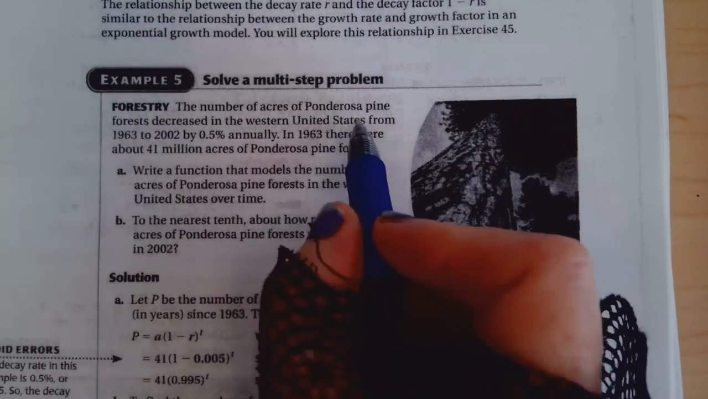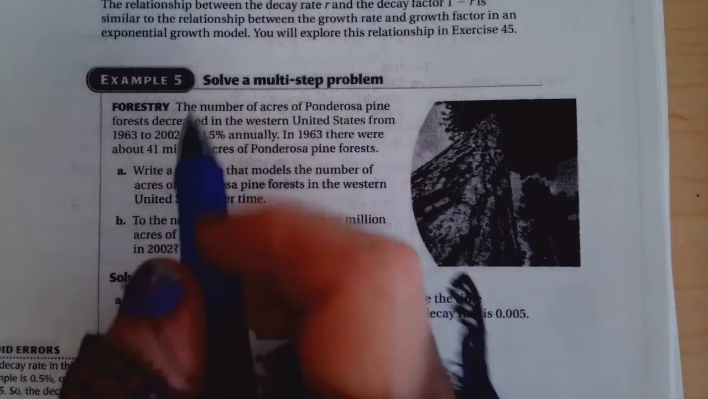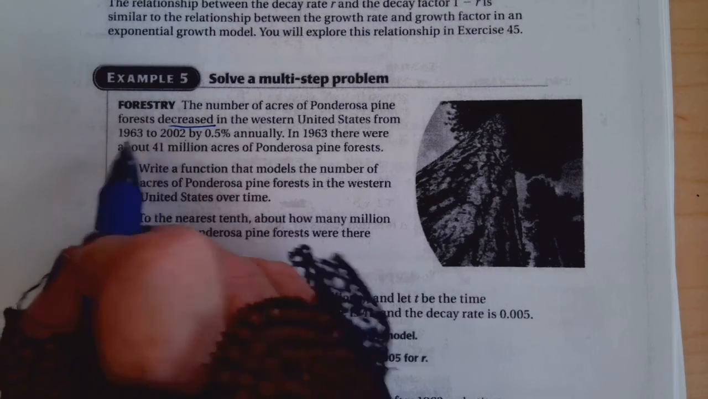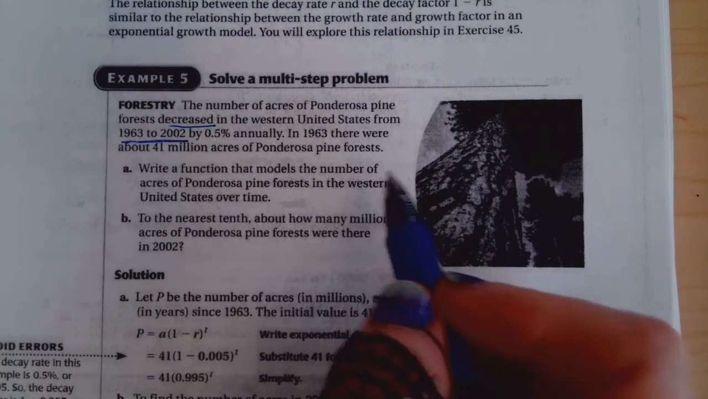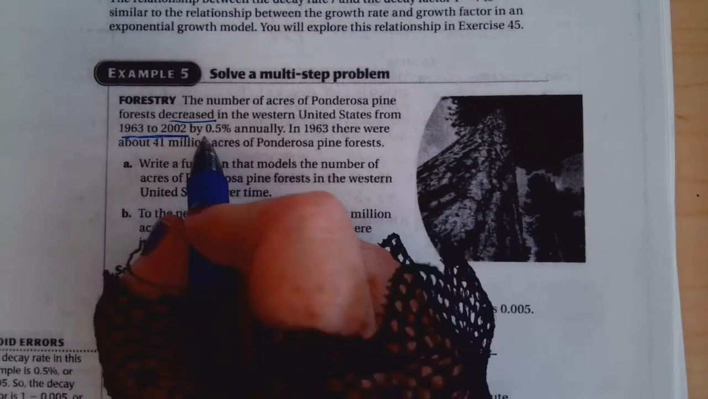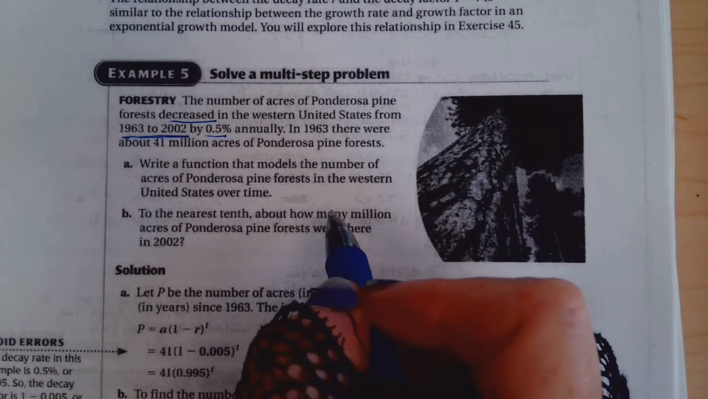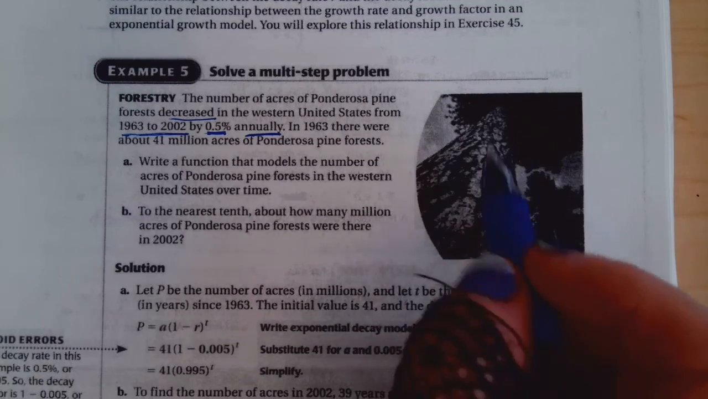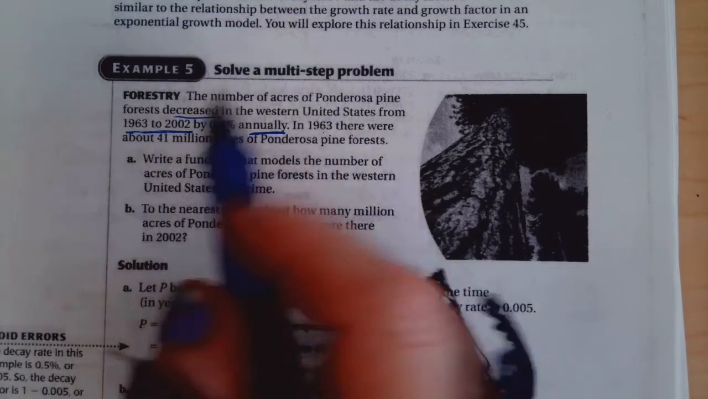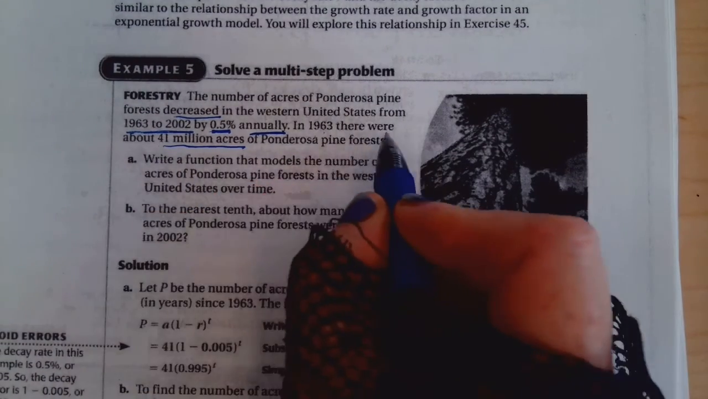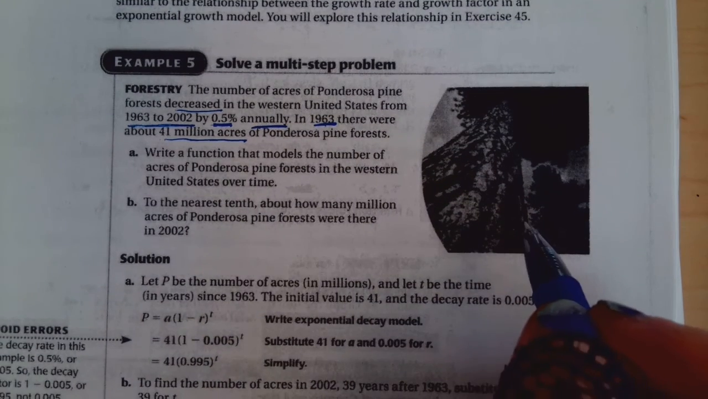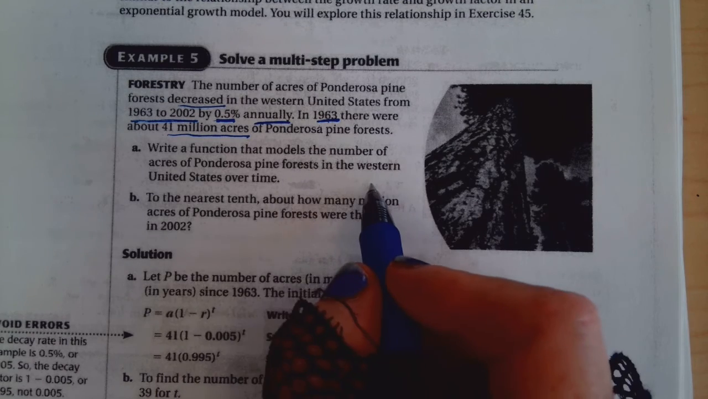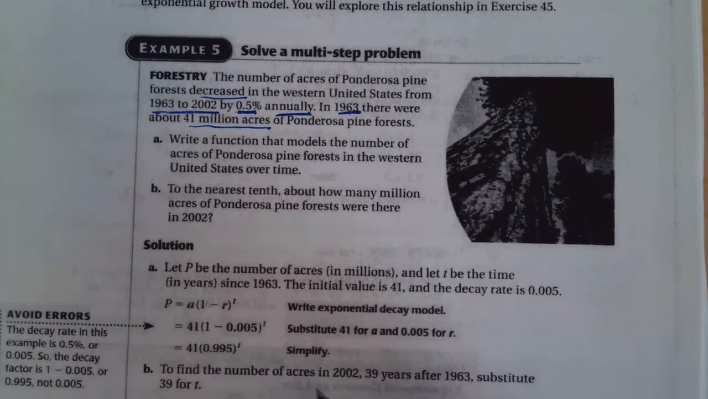The number of acres of ponderosa pine forest decreased in the western United States from 1996 to 2002. I'm going to underline that because it has to do with time, by 0.5% annually, so that's yearly. I always underline stuff that I know I'm going to have to look back on. In 1963, there were about 41 million acres of ponderosa pine forests. Write a function that models the number of acres of ponderosa pine forest in the western United States over time.